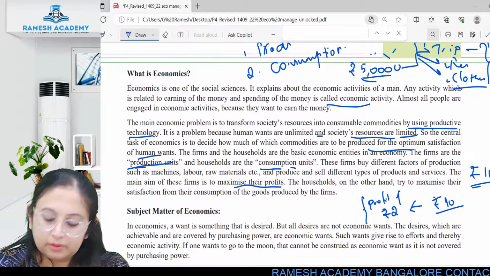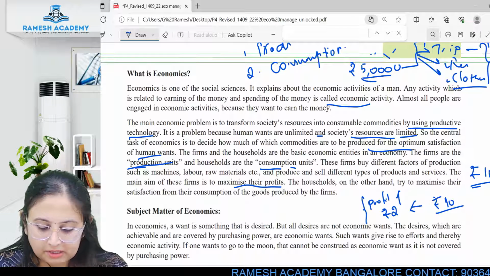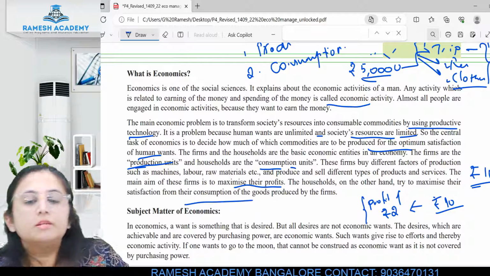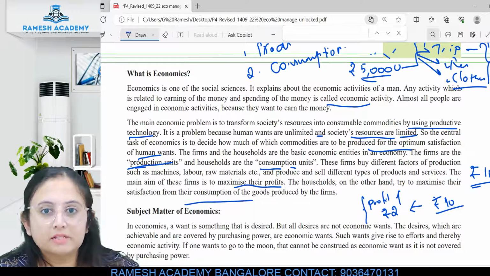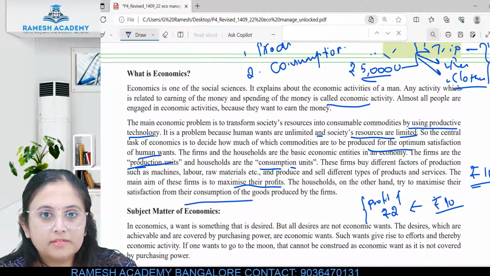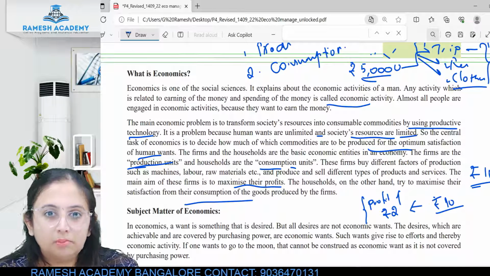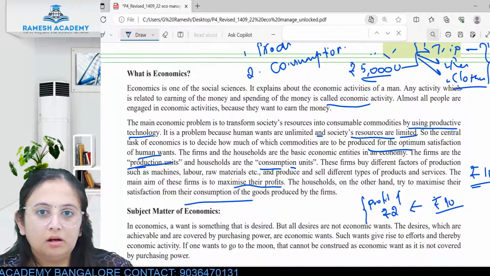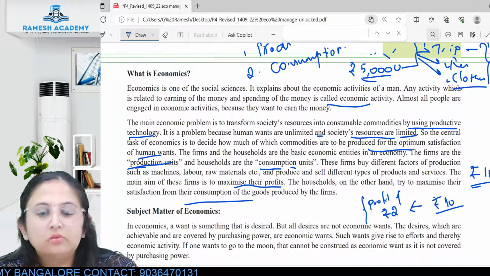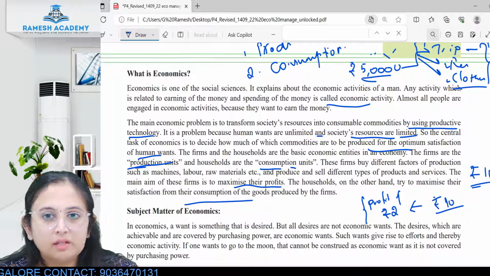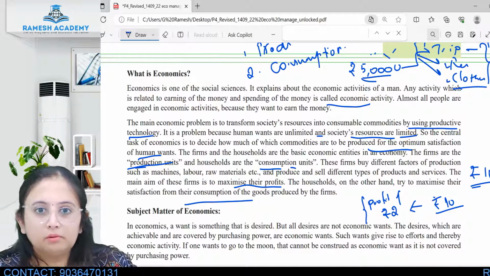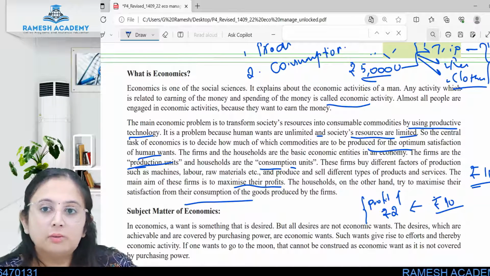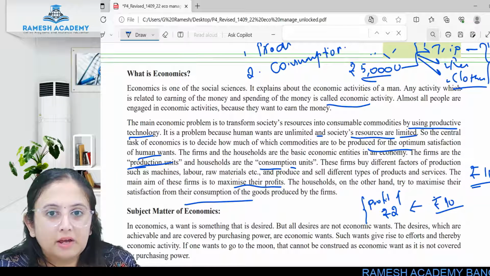So the households, what they do, on the other hand, they try to maximize their satisfaction from their consumption of the goods produced by the firm. We are not simply consuming, we want to increase our satisfaction. We always search for a good product. If we get more and more satisfaction, we go for those kind of products only. This month I will buy a pen. The pen I bought this month, I am not that satisfied. Maybe I will go for a better quality pen, so that I am more and more satisfied. So as consumers, we go for maximizing our satisfaction.